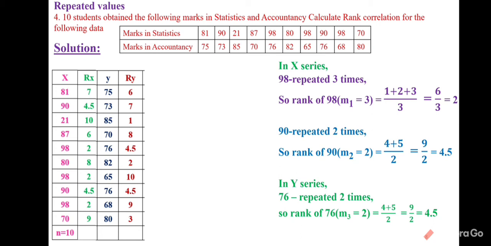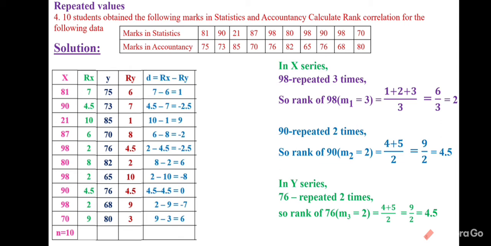Here m1 is the number of times the first number is repeated, m2 is how many times the second number is repeated, m3 the third number, like that. How many numbers are repeated will be extended. So here we need to find the difference. 7 minus 6, 1. Rest of that work will be the same. 4.5 minus 7, minus 2.5. 10 minus 1, 9. 6 minus 8, minus 2. 2 minus 4.5, minus 2.5. 8 minus 2, 6. 2 minus 10, minus 8. 4.5 minus 4.5, 0. 2 minus 9, minus 7. 9 minus 3, minus 6.